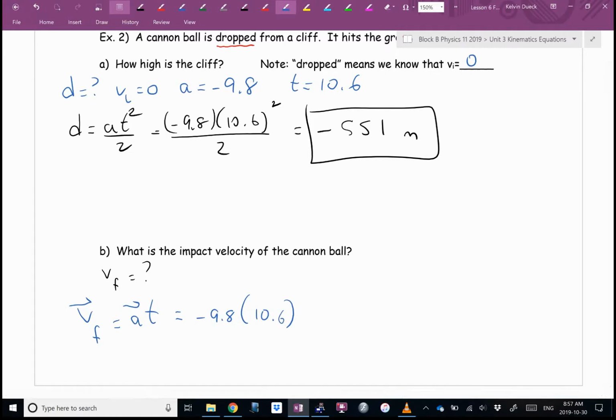Another way that you could find VF, maybe if you wanted to, is use D equals bracket VI plus VF close bracket over 2 times T, and you would use your answer from part A. I just wouldn't do it that way if I could avoid it, because I would never use an answer to find an answer if I can avoid it. You could also go VF squared equals VI squared plus 2AD and find VF that way, but I would absolutely do it this way.